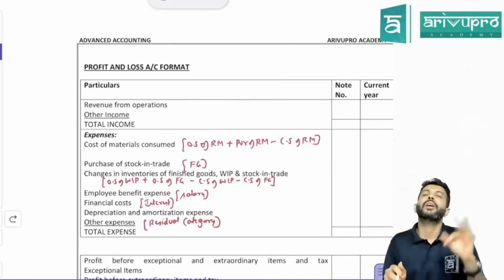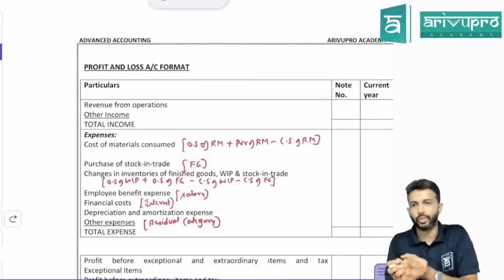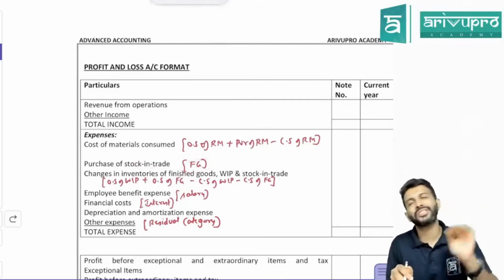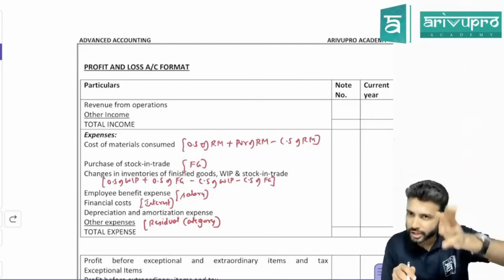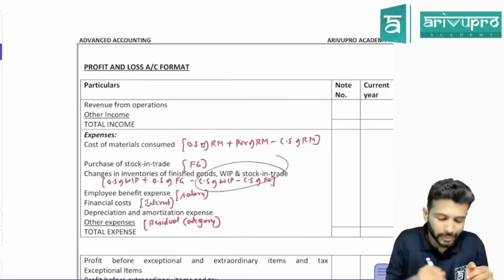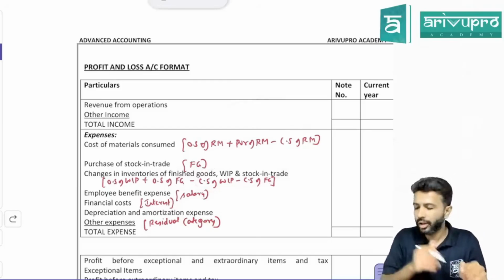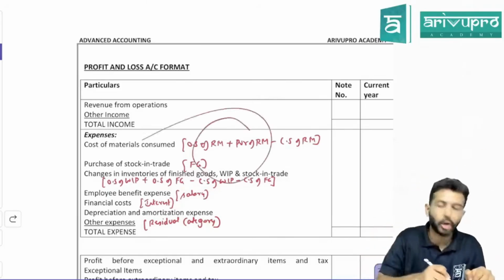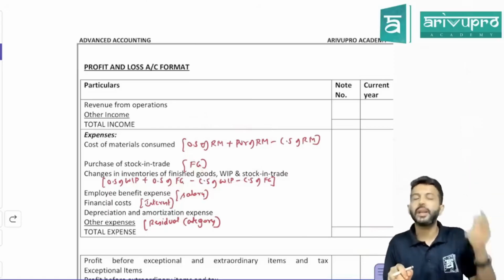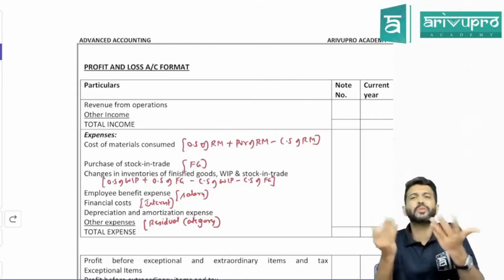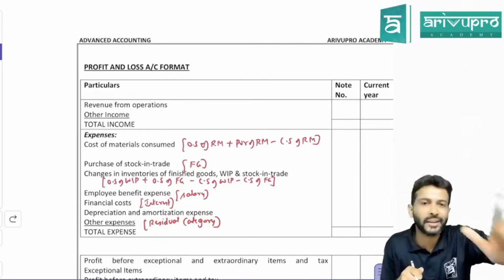Then purchase of finished goods, which is purchase of stock in trade. Then changes in inventory. What do you capture? Opening stock of WIP plus opening stock of finished goods minus closing stock of WIP minus closing stock of finished goods. So basically all the trading account components are captured in these three components in your new Schedule 3 format. Then employee benefit expense, whatever you pay. We've already done the whole of IAS 15, so all that will come under employee benefit expense.